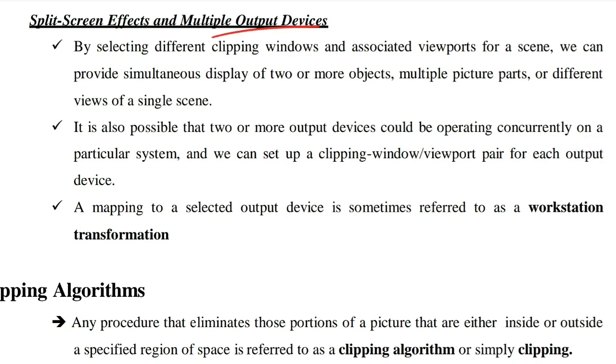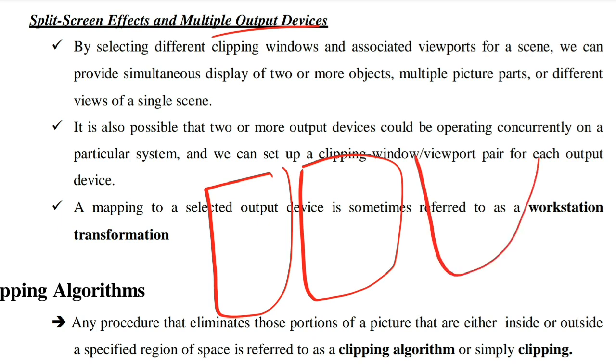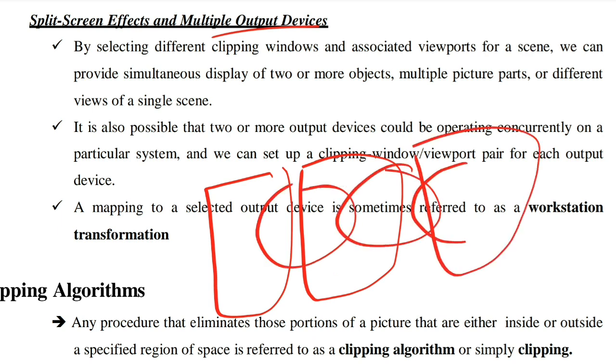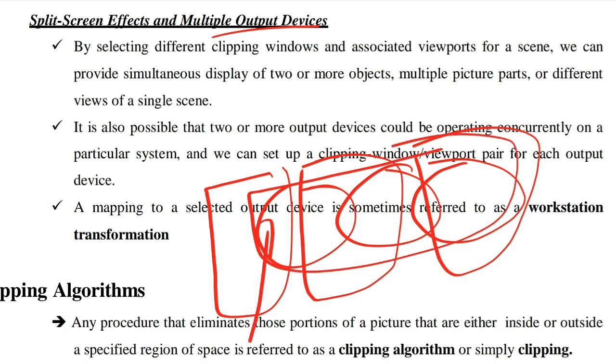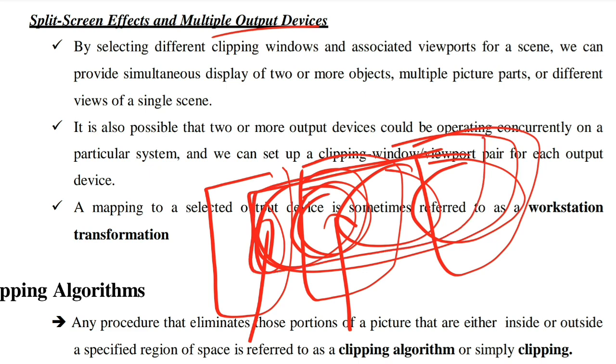Split screen effects in multiple output devices. If you want to show your selfie on 3 different devices together, 1/3 of your face will be here, 1/3 here, and 1/3 here. What should be displayed where, and the size of the device, will make it differ. It should not be zoomed less here and zoomed more here, it will look very weird. So you should have that scaling transformation, right? That happens by the clipping window to viewport transformation. So that's what is mentioned here.